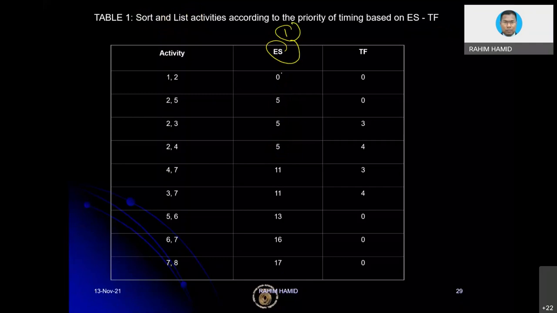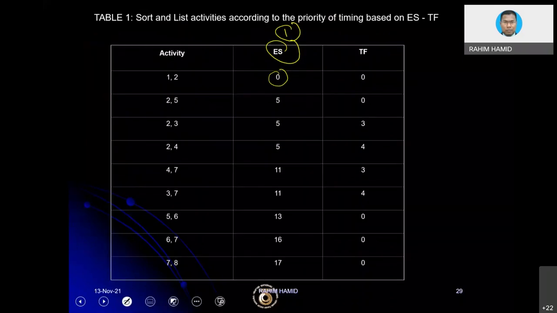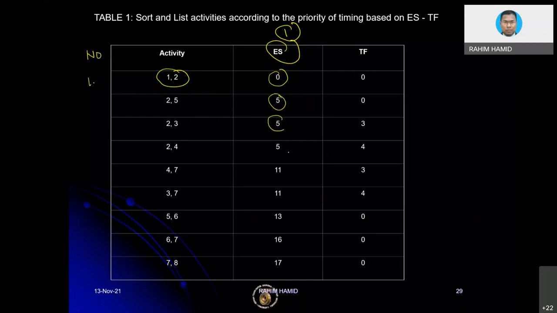The first item, according to early start, is zero. For sure, any project will start from zero. So the first activity will be activity 1, 2. We give it item number 1, the first item in the listing. Then we look at the next early start. It looks like the next early start is on the 5th day, but on the 5th day there are 3 items, not only 1.